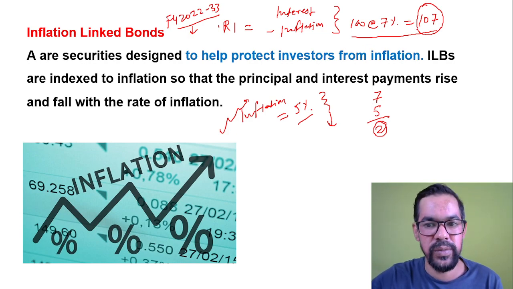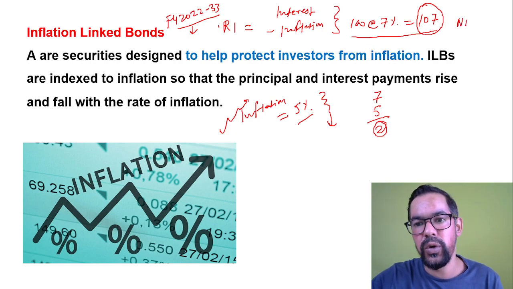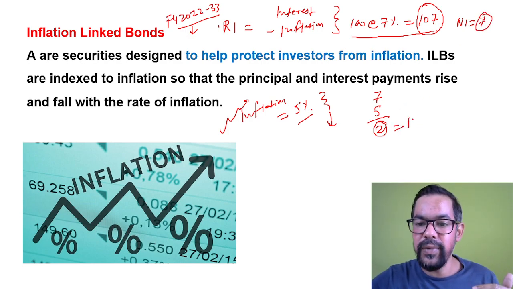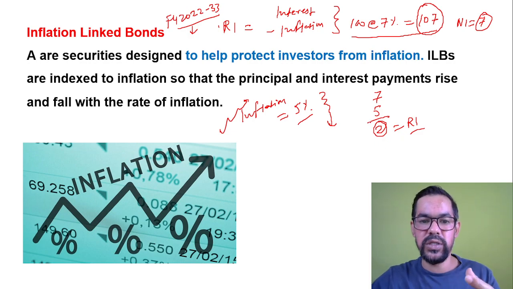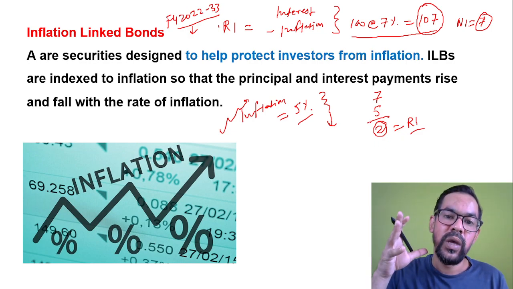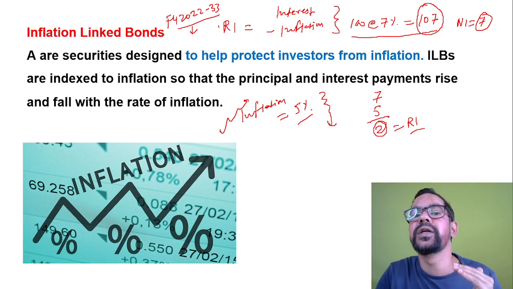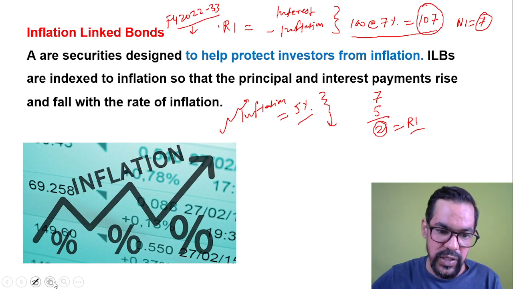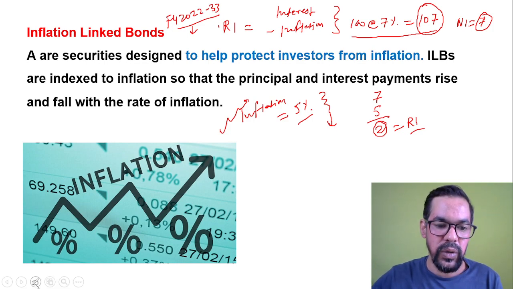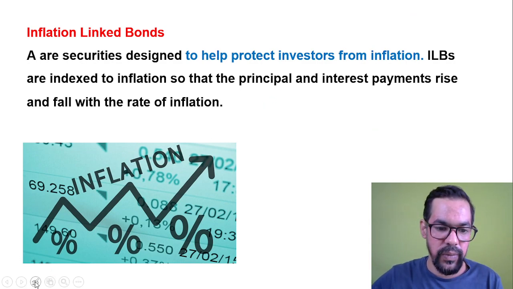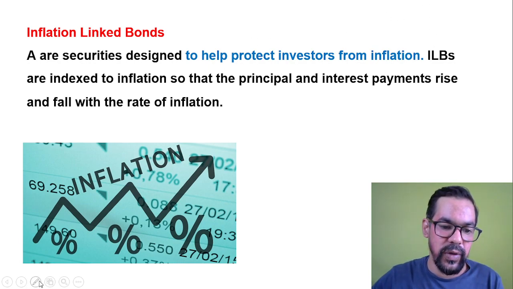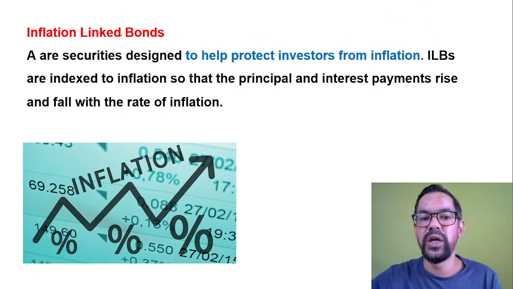100 rupees was your principal, so your nominal income was 7 rupees. But the real income is only 2 rupees, because during that period inflation grew by 5%, so you have to adjust for that. Now this was the concept of inflation, okay. I'll erase this part. Now, let's talk about the inflation linked bond.